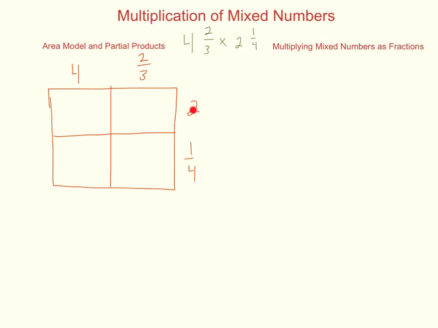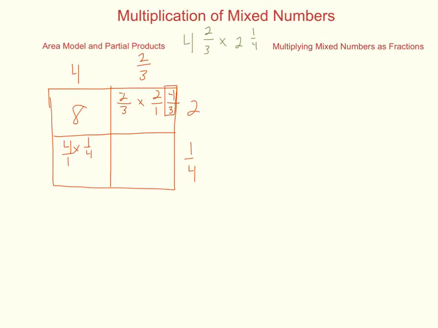First problem, 4 times 2 is 8. 2/3 times 2 will go in this box. 2/3 times 2, and we're going to write that as a fraction, so 2/1. 2 times 2 is 4. 3 times 1 is 3. We're having problems with the pen here. So for this one, it's going to be 4/3. Down here, 4 times 1/4.